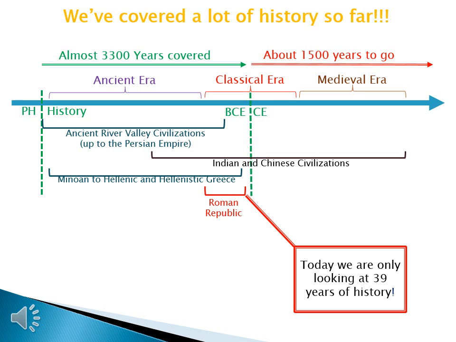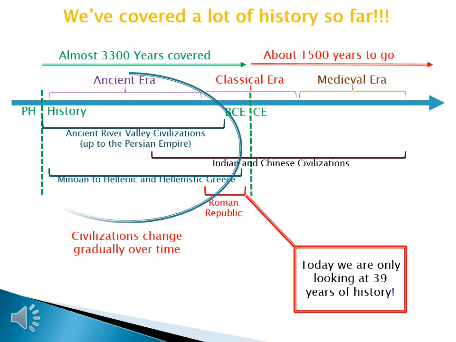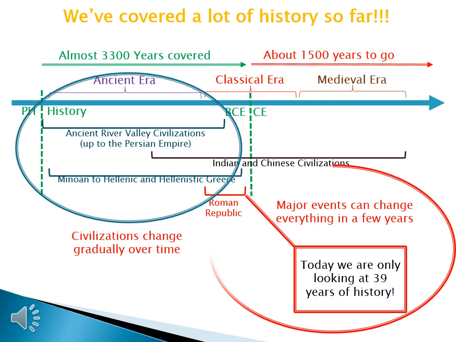Why are we going to look at such a small amount of time? Well, you see, civilizations change gradually over time. But sometimes major events can change everything in a few years. And that's what you're going to see today as we move Rome from a republic to an empire. With that said, go to the next slide.